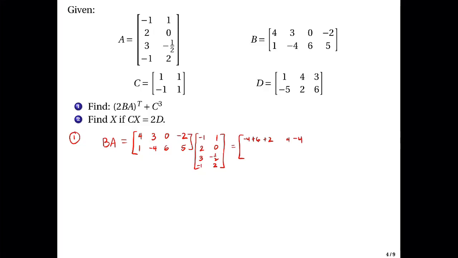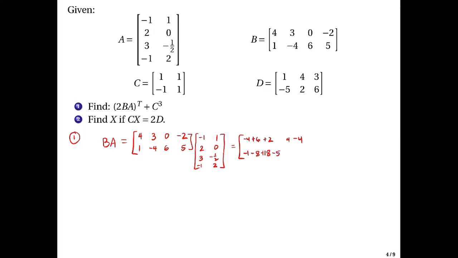Now, second row, first column, 1 times negative 1, that's negative 1. 4 times negative 2, that's minus 8. 6 times 3, that's 18. And then 5 times negative 1, that's negative 5.